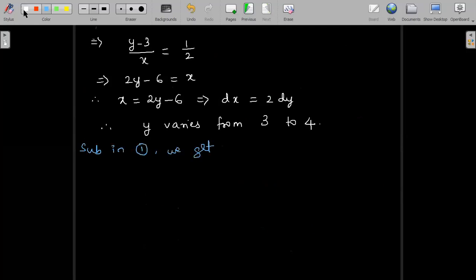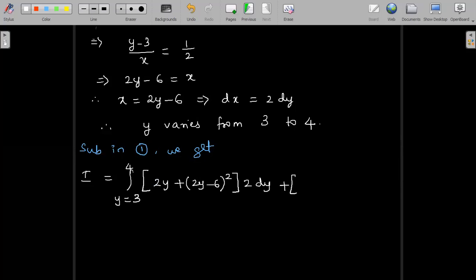we get I is equal to the integral, with limits for y varying from 3 to 4, and wherever x is there, we substitute 2y minus 6 into equation 1. We get 2y plus 2y minus 6, the whole square, into dx. dx is 2 dy, plus 3 times x. x is 2y minus 6, minus y as it is, into dy as it is.